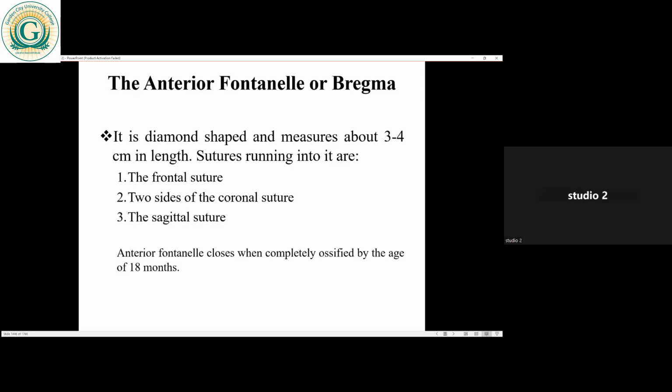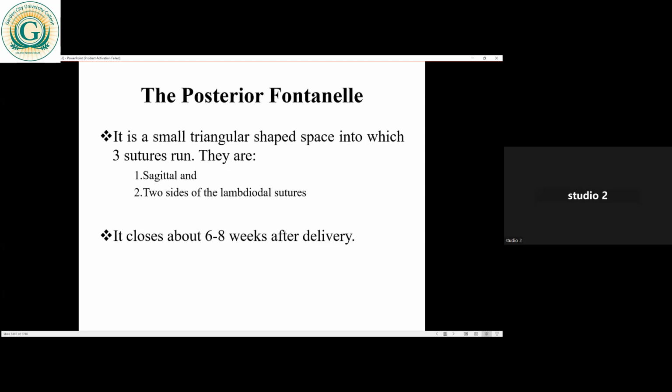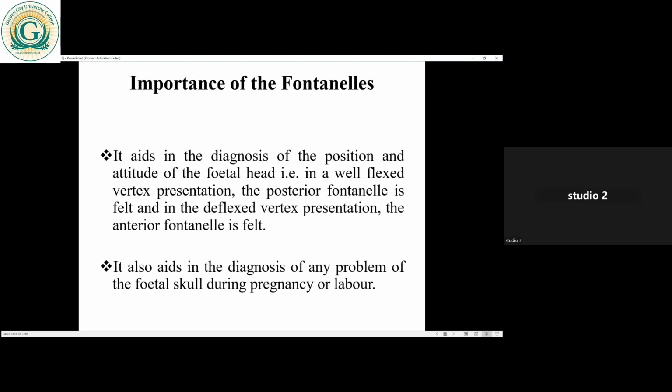The posterior is small, triangular in shape, about 3 centimeters, and 3 sutures run into it: the sagittal and lambdoidal. It closes at about 6 to 8 weeks. And for the back one, it closes within 6 weeks, everything is gone. What is their importance? The fontanelles also help for diagnosis, for us to diagnose the position and attitude of the baby.